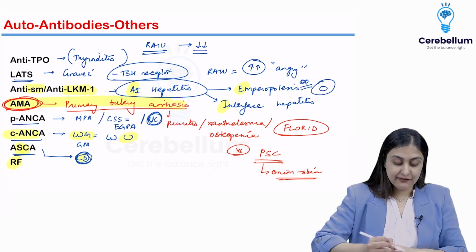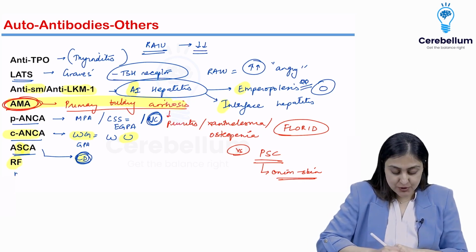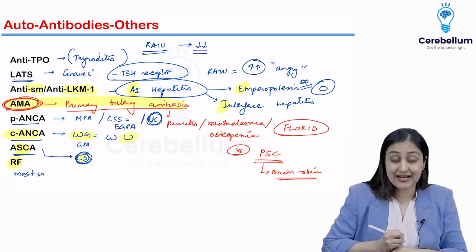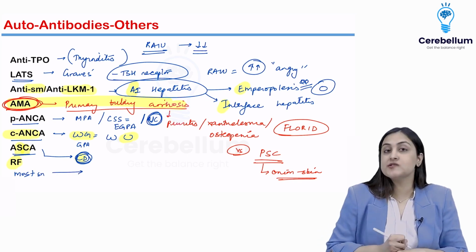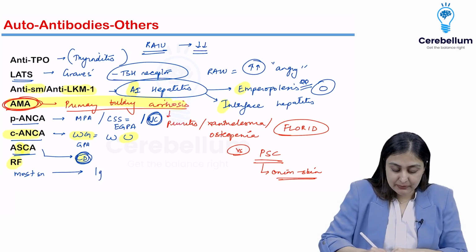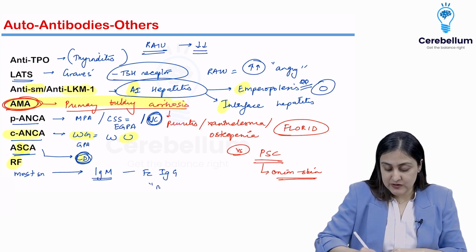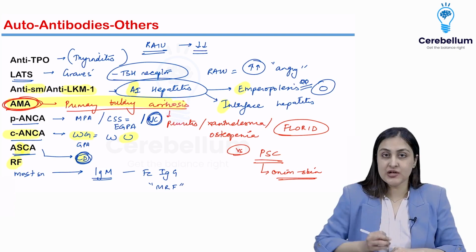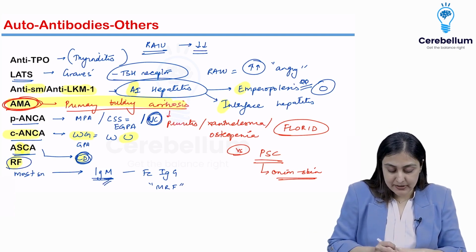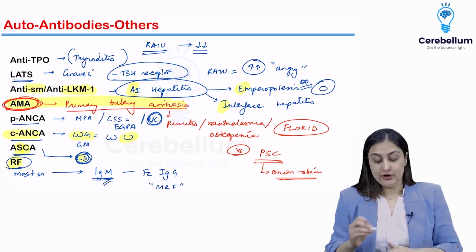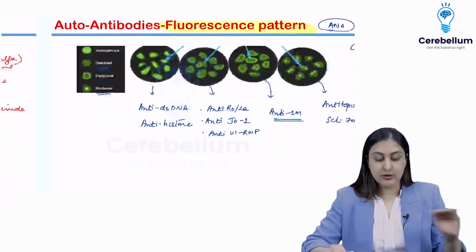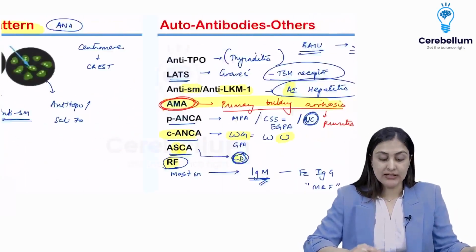Alright. Then we have rheumatoid factor, which is the most sensitive in rheumatoid arthritis. So they ask you what is the rheumatoid factor. You want to remember this is IgM against the Fc of IgG. So how to remember this is MRF. You know MRF tires. So you want to remember IgM is rheumatoid factor. Alright. So this is about all of the autoantibodies in one place.